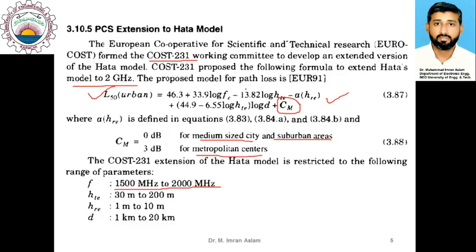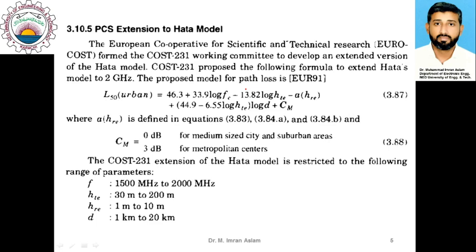So this was our discussion related to outdoor propagation models, and we discussed actually two models. First one is Okumura and second is Hata model. Okumura was basically relying on the curves which were generated, and Hata model is actually based on the mathematical expressions to calculate the path loss.